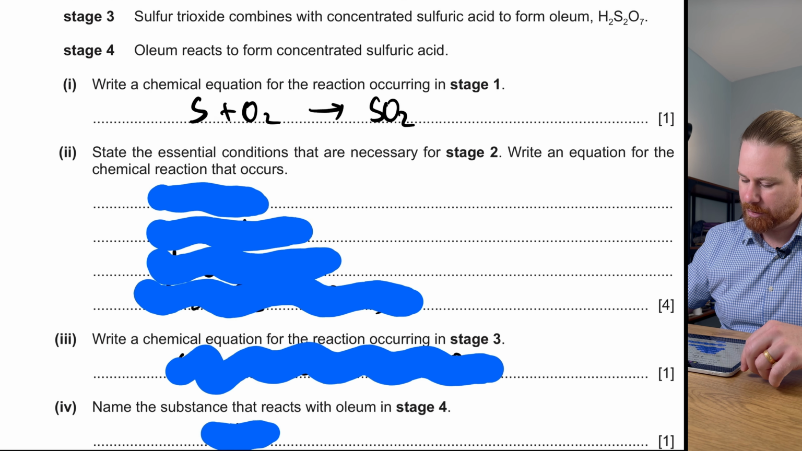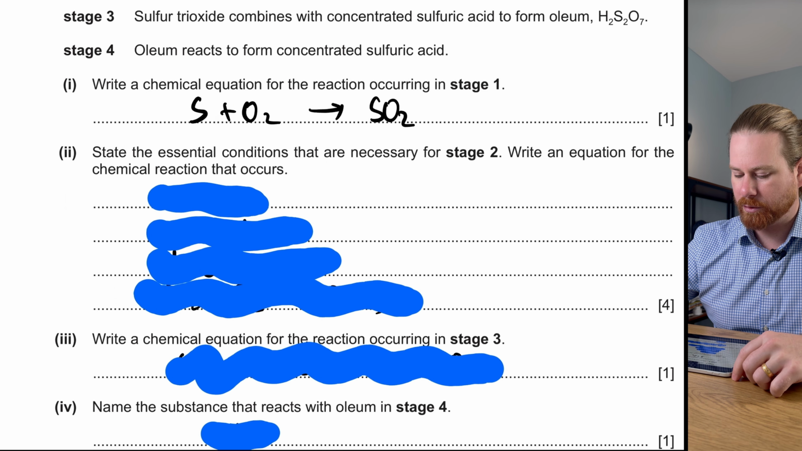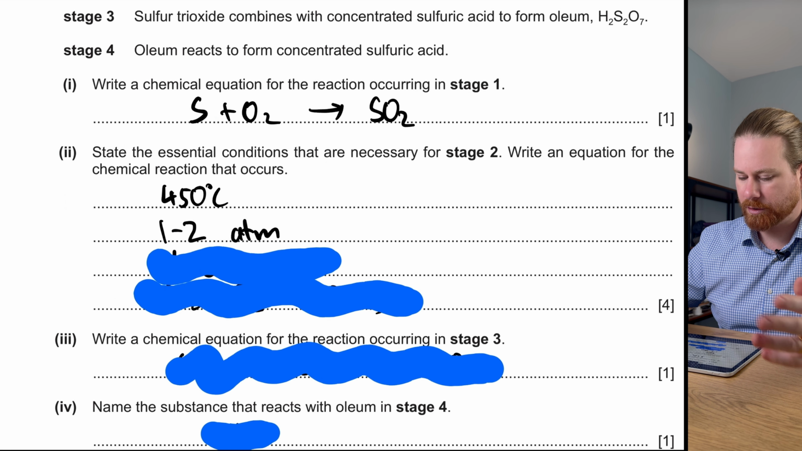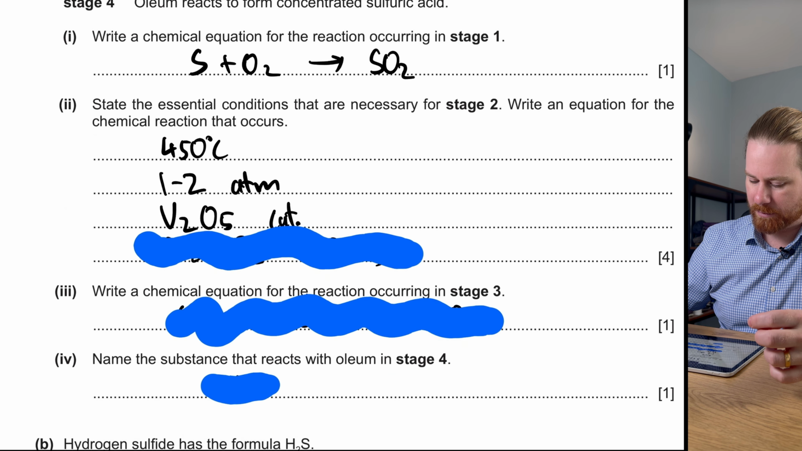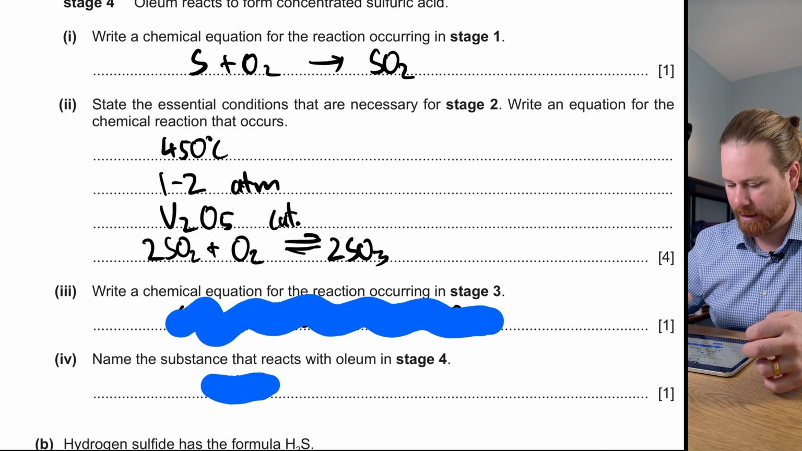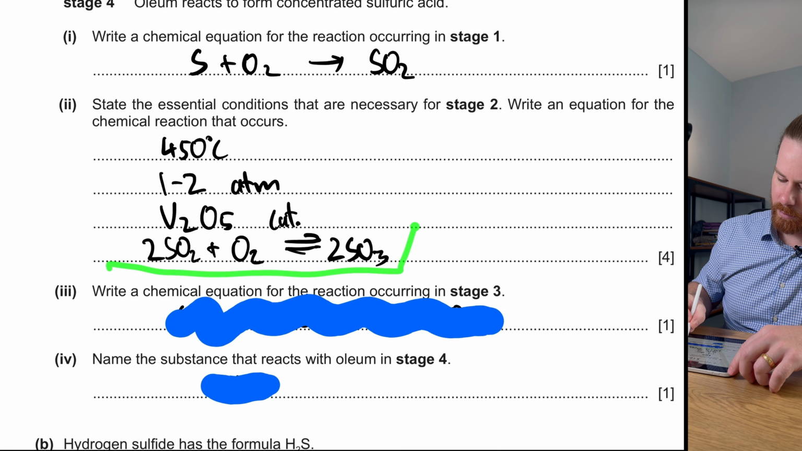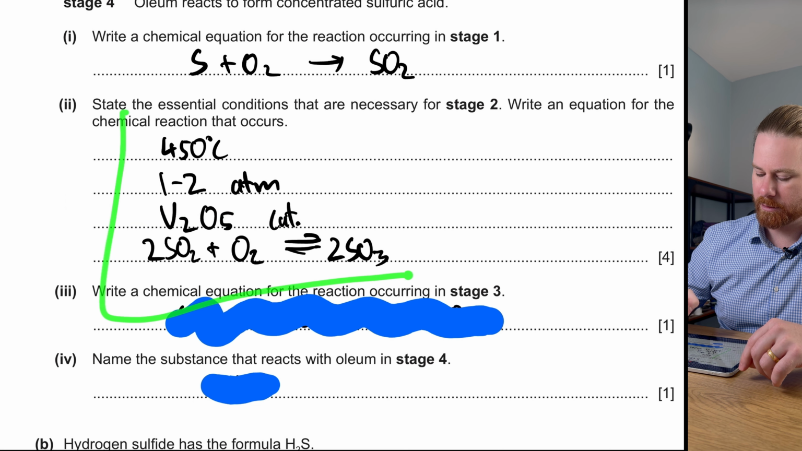What are the essential conditions? So these are the essential conditions to give us the sulfur trioxide. So we have a temperature of 450 degrees, around 1 to 2 atmospheres, a vanadium 5 catalyst, and that's the formula for it there. And here is our equation. So this does come up a reasonable amount, so I would recommend learning everything that we have here.